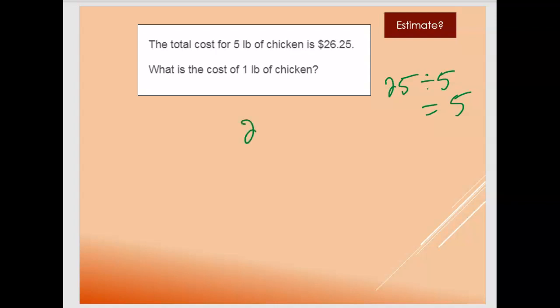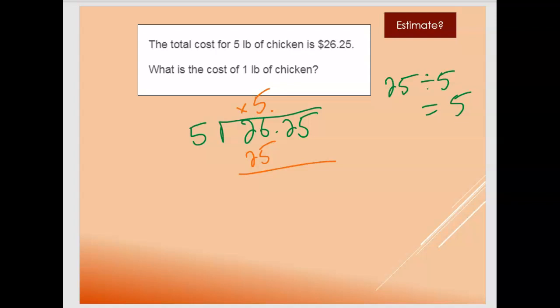So set it up: 26.25 divided by 5. How many times does 5 fit into 2? It doesn't fit into 2, so nothing is going to be in that place. How many times does 5 fit into 26? 5 times. 5 times 5 is 25. Again, we're sort of ignoring the decimal point. We're just copying it above the long division bar and just proceeding with regular long division.